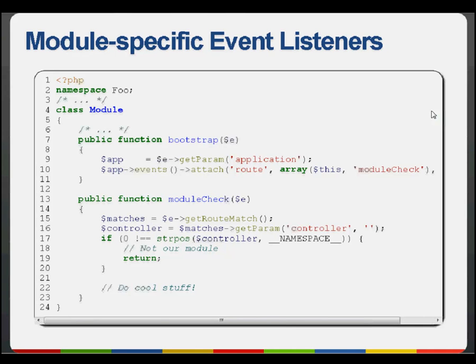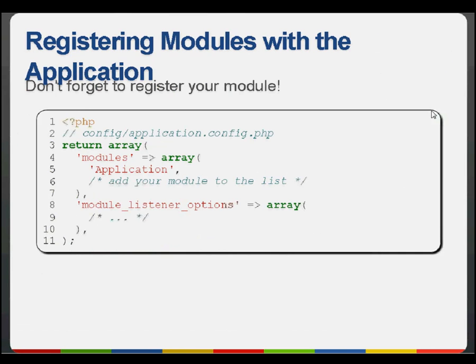Moving on. Registering modules with the application. Once we've created our module, we still have to inform the application about it. In config/application.config.php, at the root of your application, we need to update the modules array to add our module to the list. That's going to be the namespace we use, the name of the directory that we use for the module. We just add that in there. So in this particular example, we would have added foo, at line 6. So you have to remember to do that.